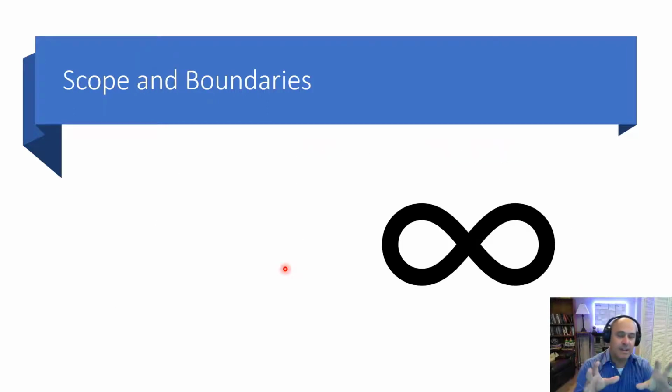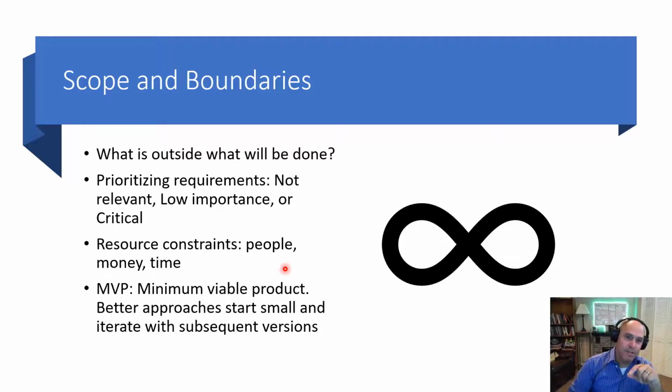So once you have an idea of the dependent systems and the key stakeholders, then you can start to think about reining in the size of the system with scope and boundaries. So basically, we're talking about what is outside what will be done. So you have an idea of what you want to do, what is clearly outside of that. Then you have to think about prioritizing all of these requirements that you have. Which ones are critical? Which ones are low importance? Which ones are maybe not relevant? Necessary, like someone thinks they're necessary, but they're really not.